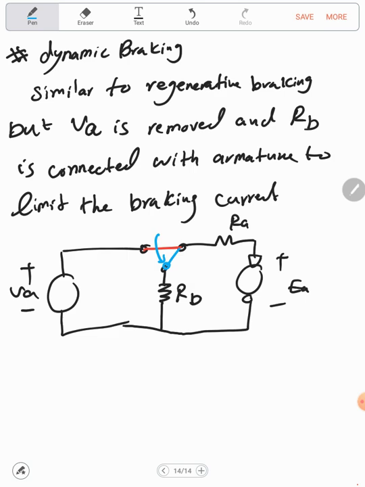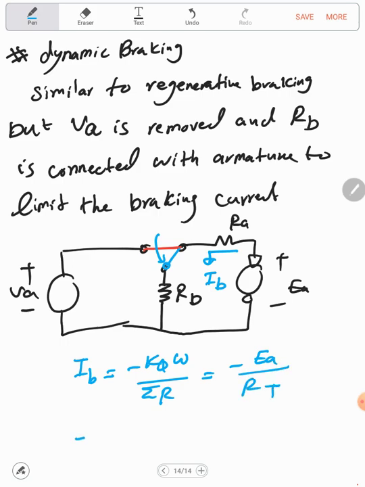So what will happen now? EA is positive, so the current will flow in this direction. This will be the I brake. And here I brake will equal minus K phi omega over the summation of the R. So this is minus EA over R total, which will equal minus K phi omega over RA plus RB. So here we are using RB in order to limit the braking current.